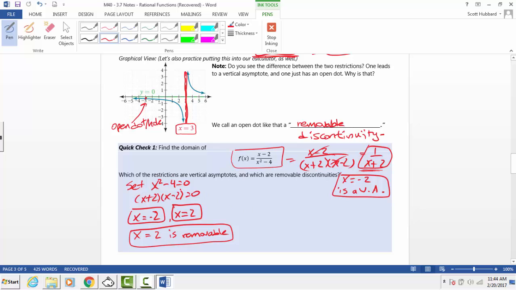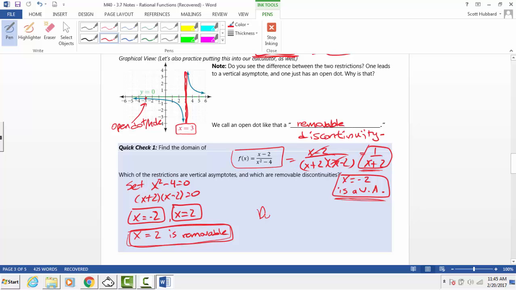I also did here where I just set the denominator equal to 0. I found both zeros. So the restrictions are going to be here and here. Because x equals negative 2 is a vertical asymptote, but the other one, x equals 2, is removable. So that's why x equals 2 is removable.